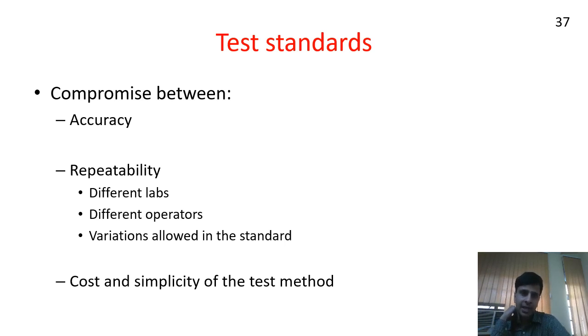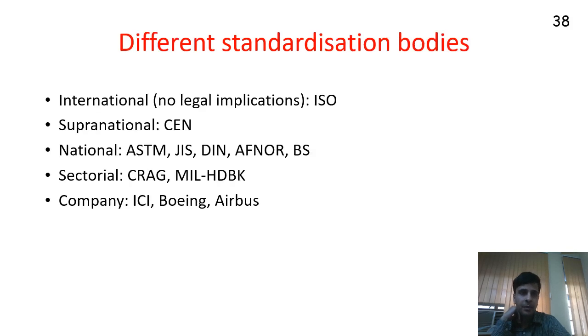We will discuss some test standards in our next class. So there are different standardization bodies. There are some international test standards like ISO. ISO test standards are followed internationally but have no legal implications. For example, if I say I have developed this material, I tested it by ISO standard, the modulus is this, and somebody later finds out that the modulus is not that, then I cannot be sued.